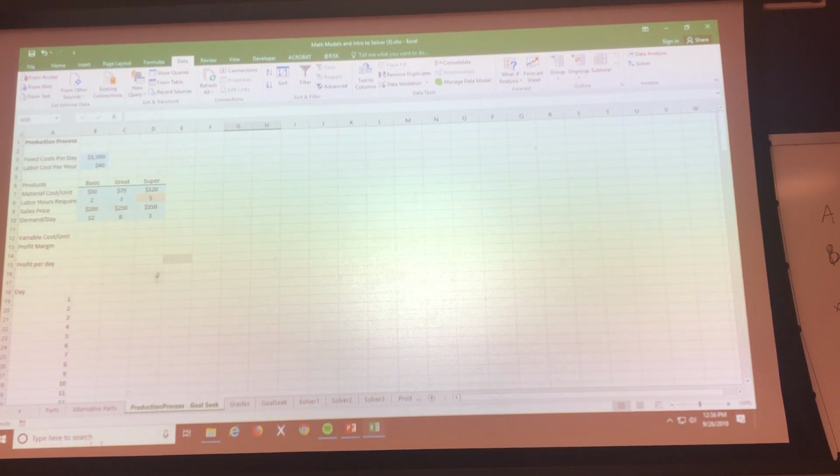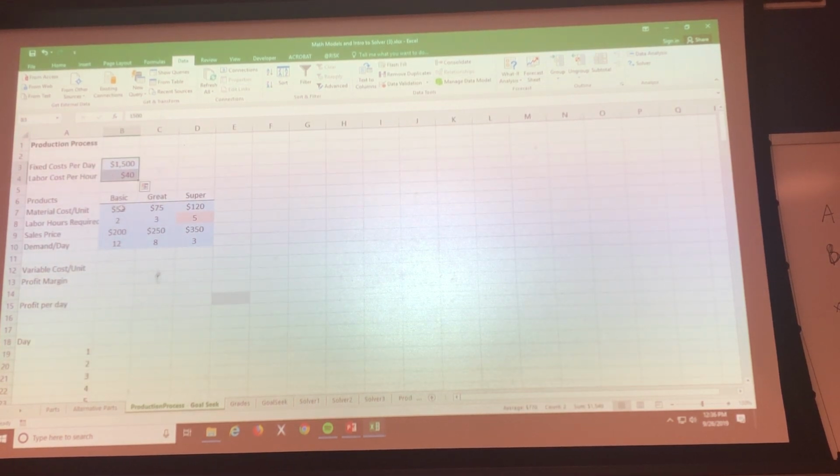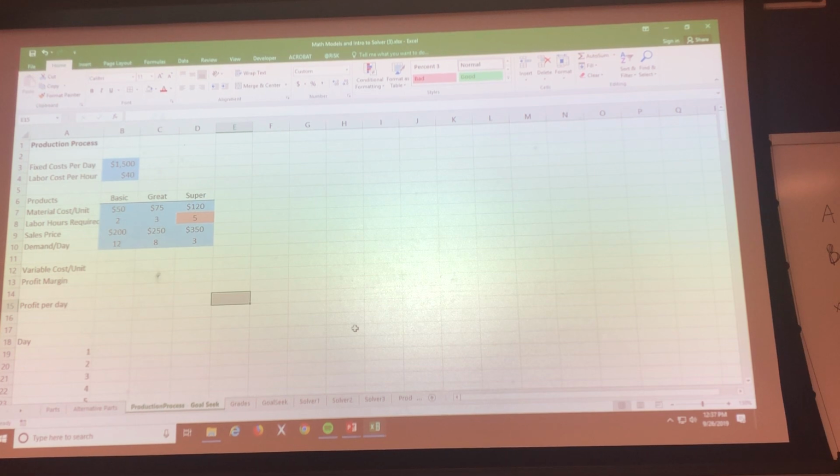Okay, so our next problem. The very lightly shaded cells. Sorry about that. They should be darker than that. You should be able to see them. These are all my input given numbers. Eventually when you figure out what the question is, that's gonna be our uncertain changing cell value.